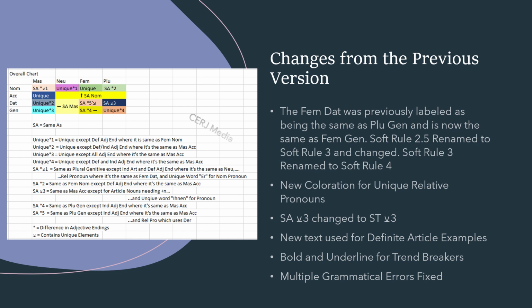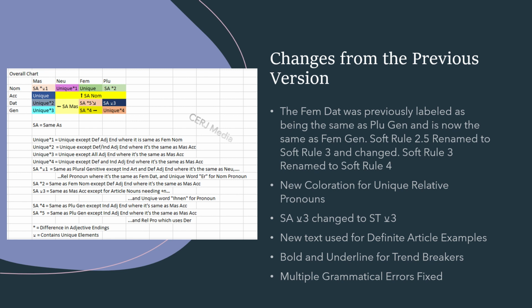Oh yeah, we have new text for definite article examples. Previously it looked kind of weird, but I changed some of the words around and added new words. I think I had said Derman Kent Daneman, and it was confusing. So to reduce confusion, I used Derman Kent Dane Tish. So there you go. Bold and underline for trend breakers.